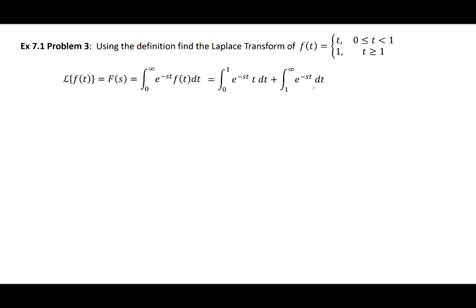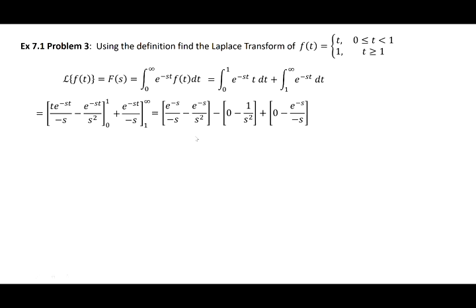And the rest is straightforward. Integration, plug, chug, and all that stuff. Cool? And I made all the arguments about what that limit ought to be. So, take a look at this. All it does is give us that the Laplace of this particular f of t is 1 over s square minus e to the negative s over s square. Cool? All right.